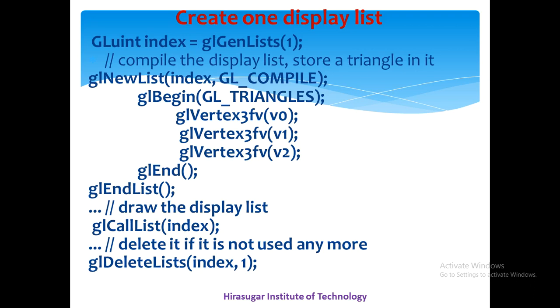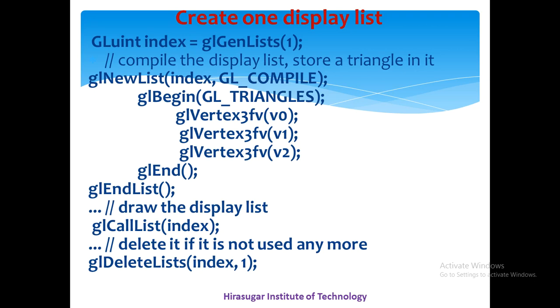Next, compile the display list and store a triangle in it. Here is one example where we have stored a triangle. I have written a display list for drawing a triangle. How to write it? A display list always has to be written between glNewList and glEndList.